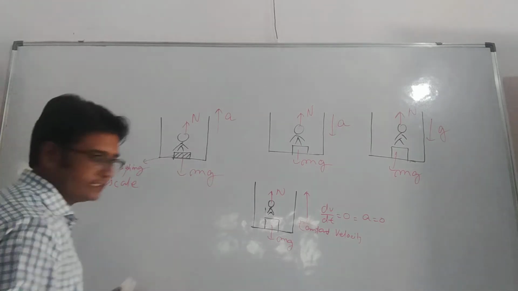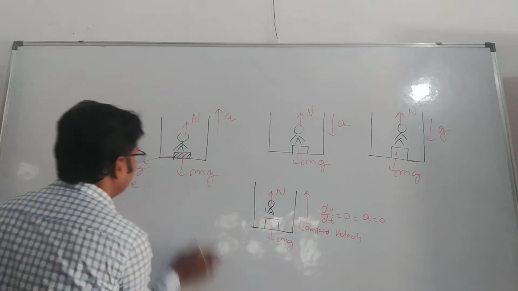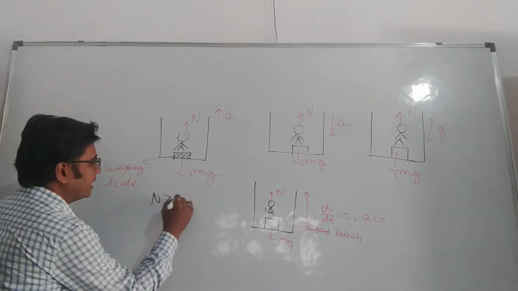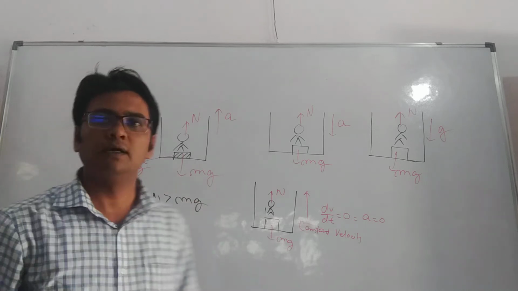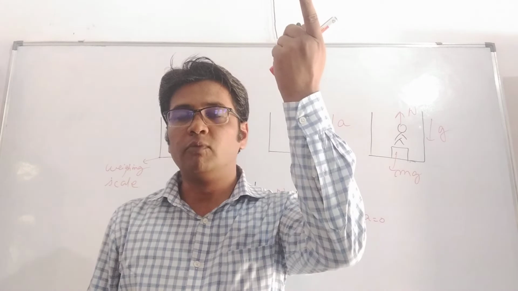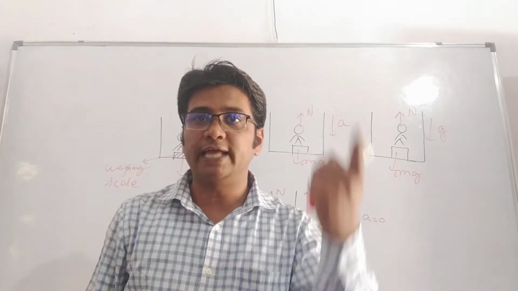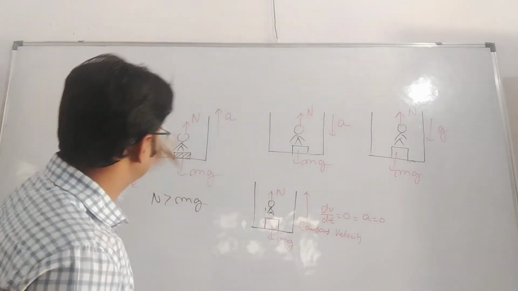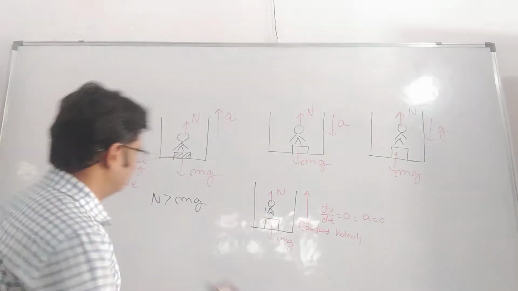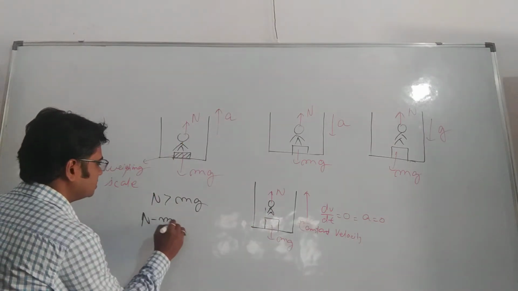Okay, fine. So now we see that here N is more than mg. Sir, why? Because the movement of the lift is in the direction of the N. Here we are having the two forces N and mg, right? So what is the net force acting on it? That is your N minus mg.